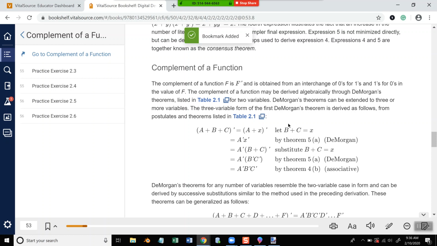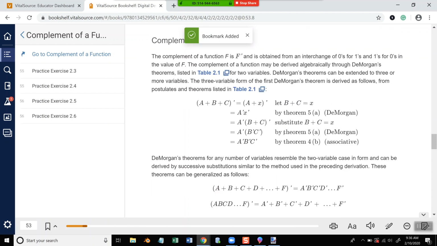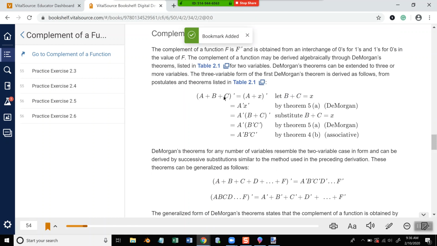For two variables, De Morgan's theorem can be extended to 3 or more variables. A 3-variable form of the first De Morgan's theorem is derived as follows. Now here we replace b plus c with an x. You may say, well, how can you do that? I can just take two inputs, 2 variables, and replace them with another one. Well, if you think about it, b plus c, b or c, that's either going to give you zeros or ones. And so it's really just one output. That's why you can replace it with an x.